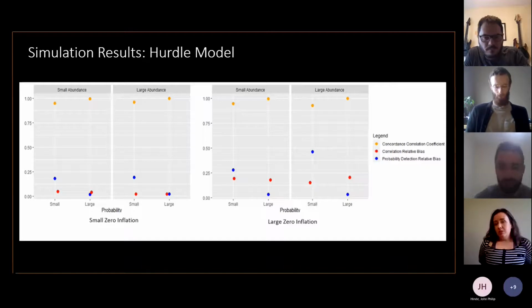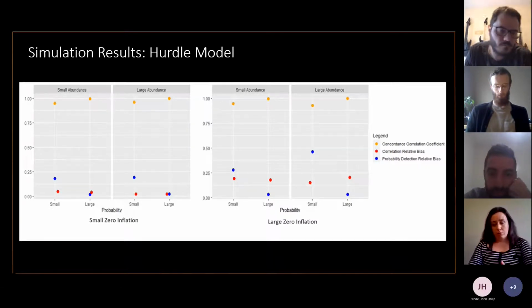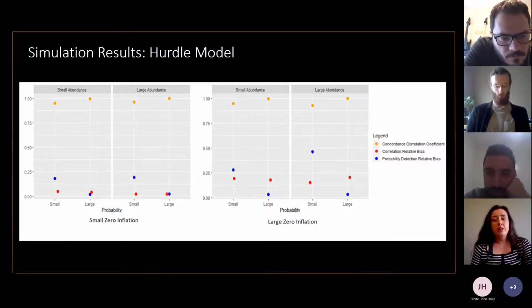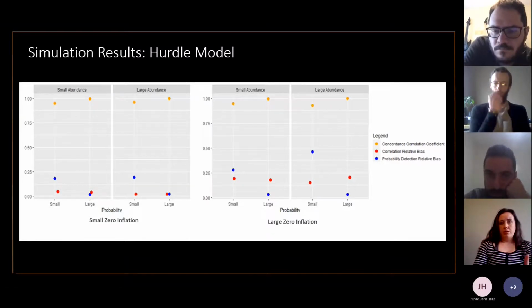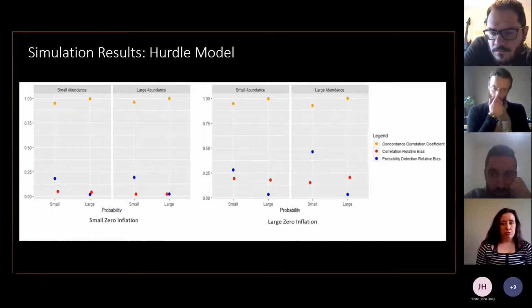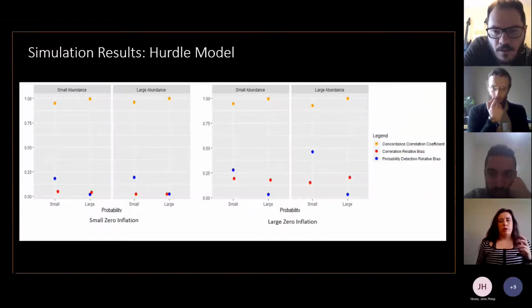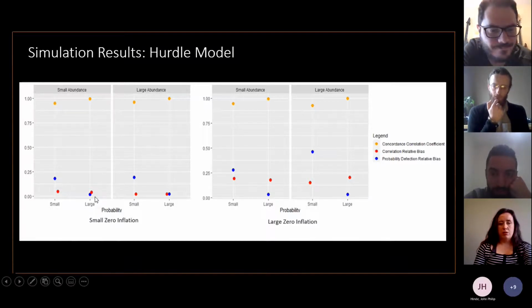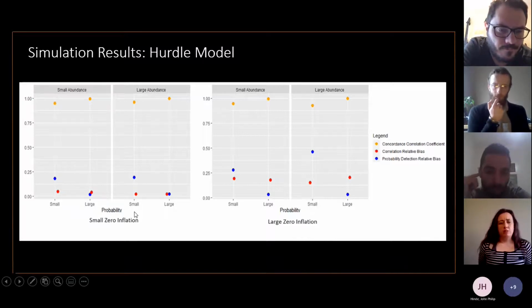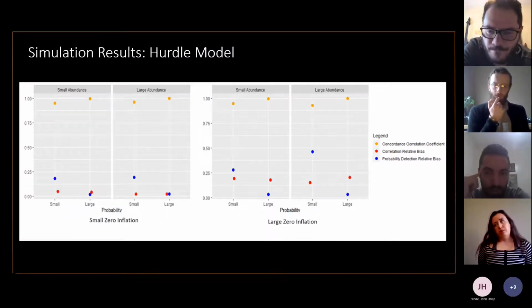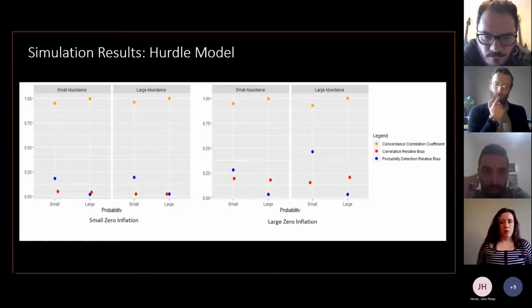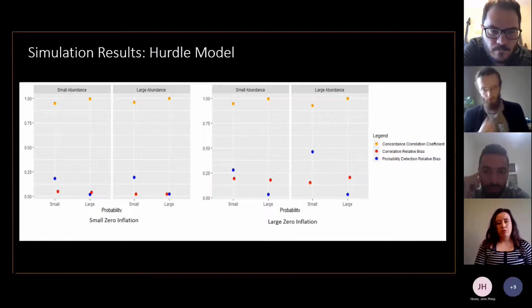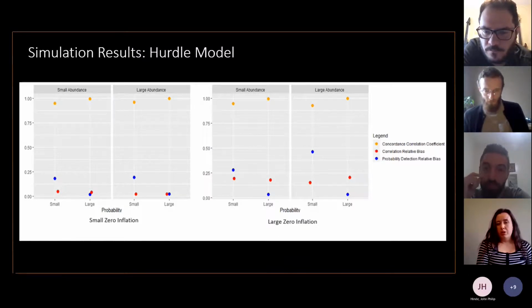Okay, for the results of the simulation study, I'm just showing you the results of the hurdle model. The reason for that is the results for the original multi-species and mixture model and the autoregressive model looked almost identical to the results of the hurdle model when we have small zero inflation. So that's these plots on the left. And that makes sense, I guess, because the data that we used for the multi-species and mixture model and the autoregressive model was not zero inflated. So to save you all from having to look at the same plot 3 times, I've just gone with the hurdle model results.